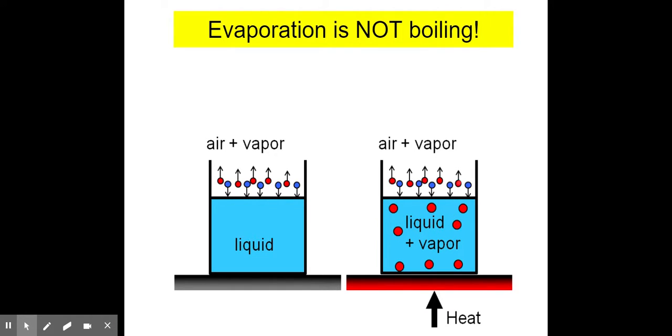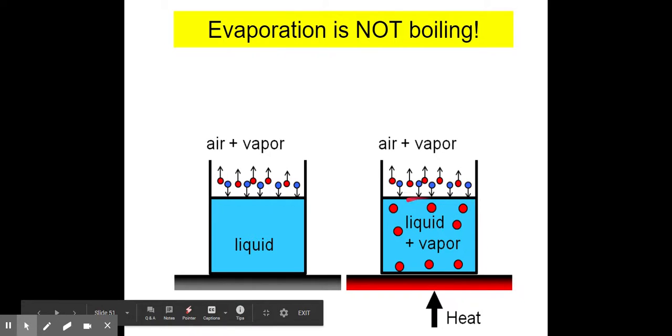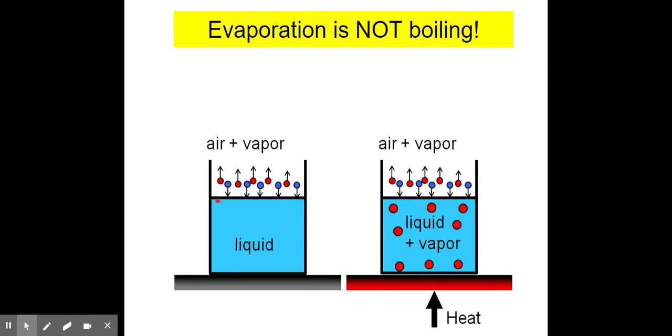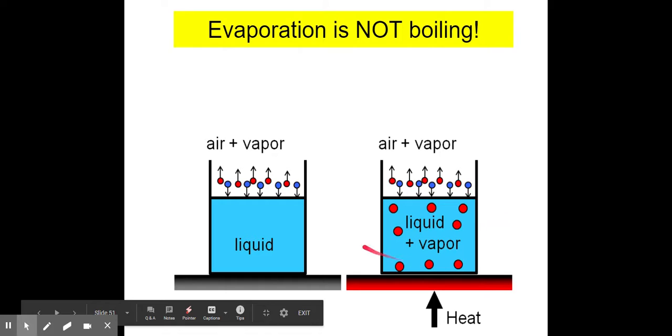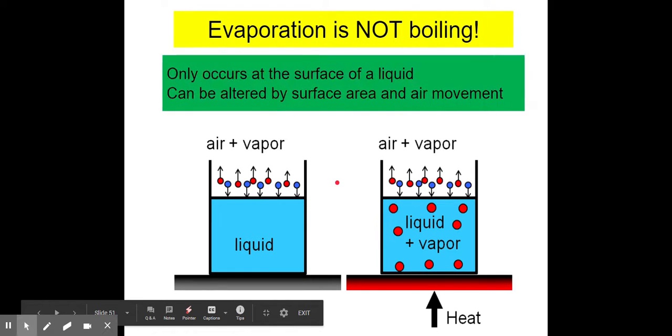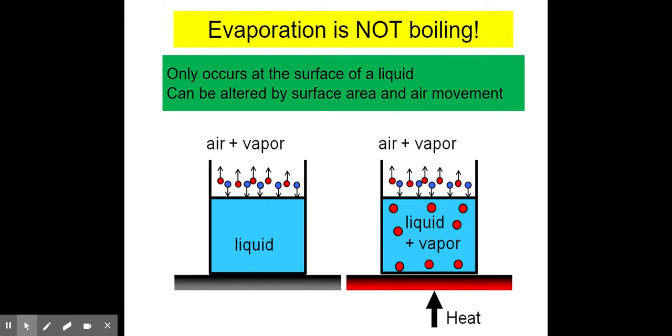So it's going to turn into a gas much quicker and it's going to go on throughout the entire liquid. Evaporation is something that only occurs at the surface of a liquid, whereas boiling occurs throughout the entire substance of the liquid. Evaporation only occurs at the surface of a liquid. It can be changed by the surface area if you increase the surface area, and if you increase the amount of air movement or wind on top of it.